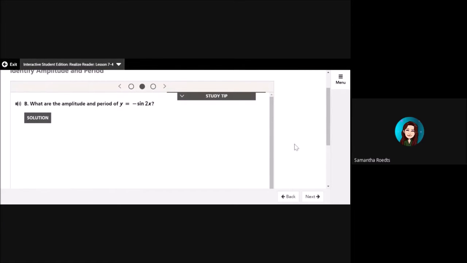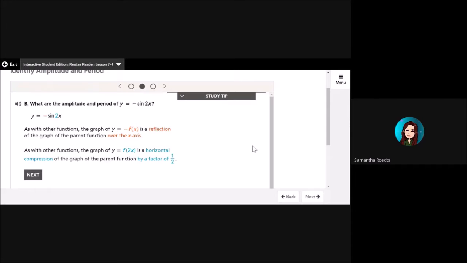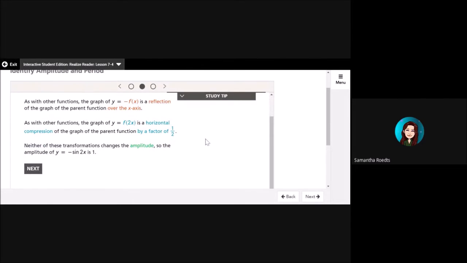All right, B, what are the amplitude and period of y equals negative sine 2x? As with other functions, the graph of y equals negative f of x is a reflection of the graph of the parent function over the x-axis. The graph of y equals f of 2x is a horizontal compression of the graph of the parent function by a factor of 1/2. So neither of these transformations changes the amplitude, and the amplitude of y equals negative sine 2x is 1.